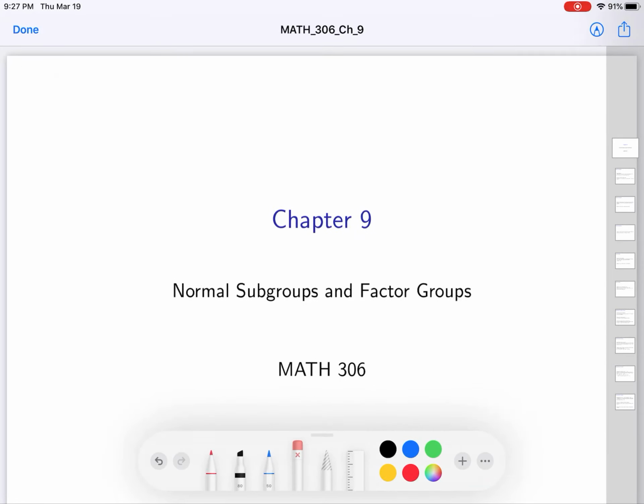Chapter 9 is all about normal subgroups and factor groups. So we're going to start with what is a normal subgroup, and once we know what normal subgroups are, we're going to be able to talk about factor groups and then some applications for factor groups.